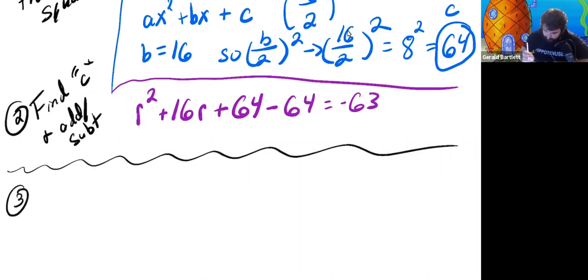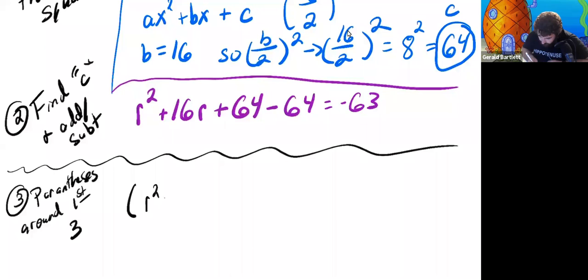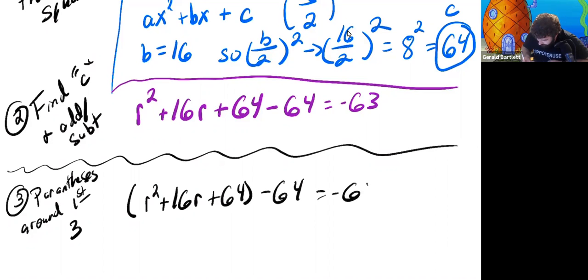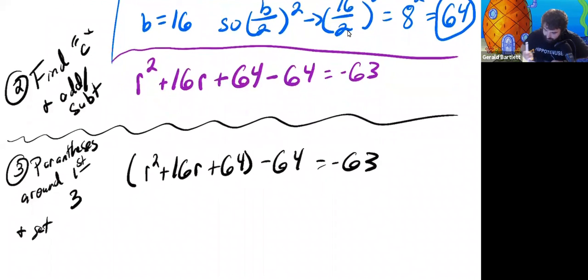Step 3. We are going to put parentheses around the first 3. So I'm going to have parentheses here, r squared plus 16r plus 64 minus 64 equals negative 63. We're going to do that. And then we're going to get the last value over to the right.